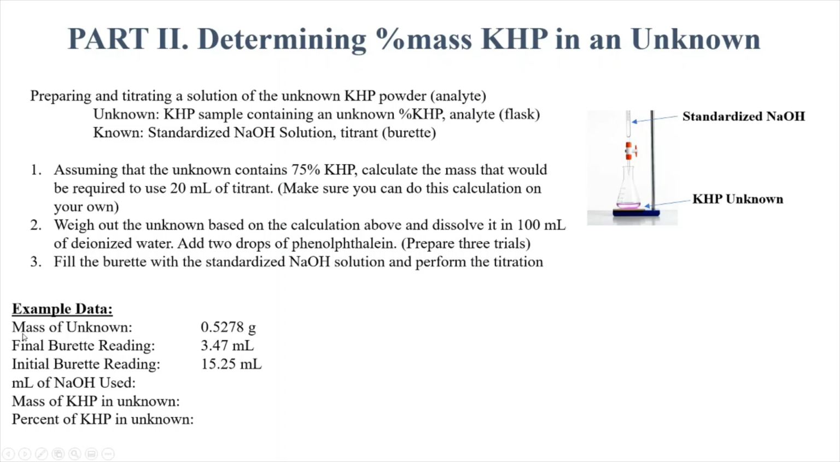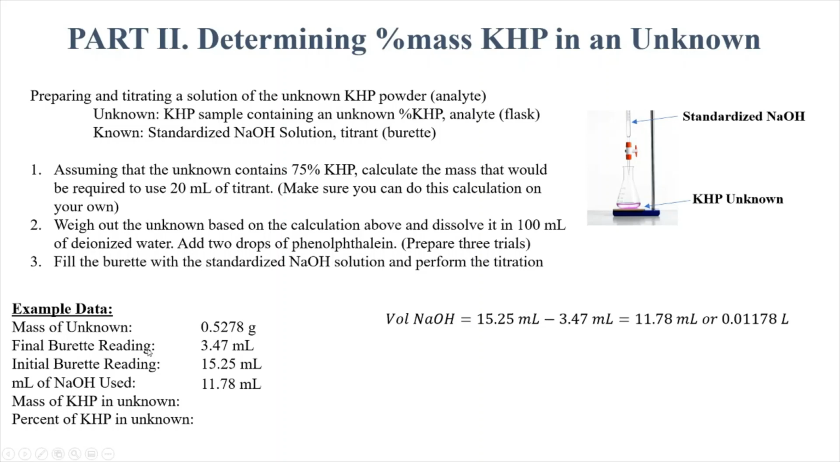So now what do we have to start with? Well, we have the mass of the unknown, 0.5278 grams. That's how much I weighed out. We have the final burette reading. I'm sorry, this is flipped here. So the final burette reading should be 15.25 mils, and the initial should have been 3.47. So I started at 3.47 and went to 15.25.